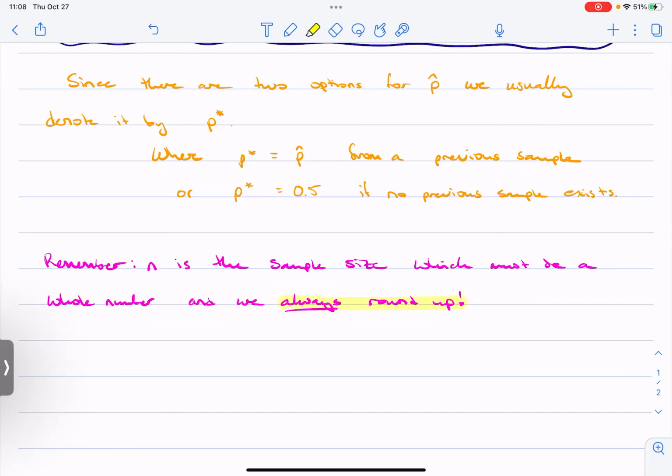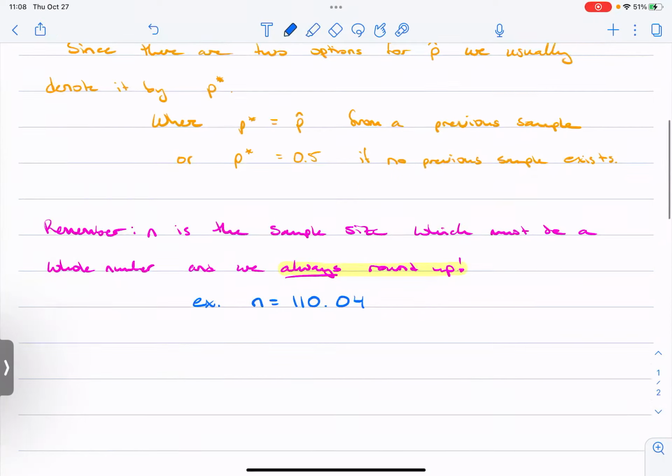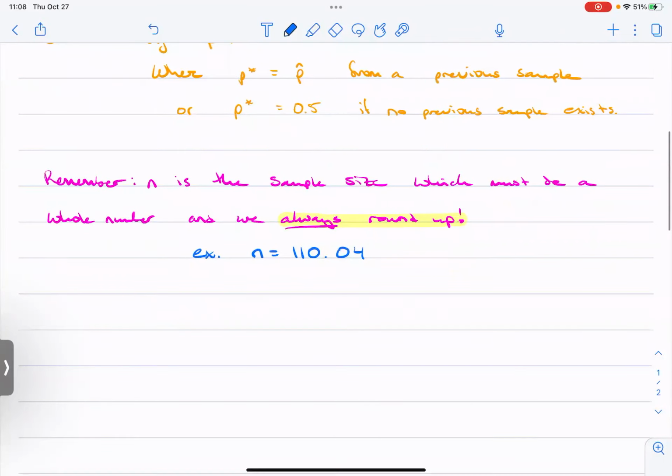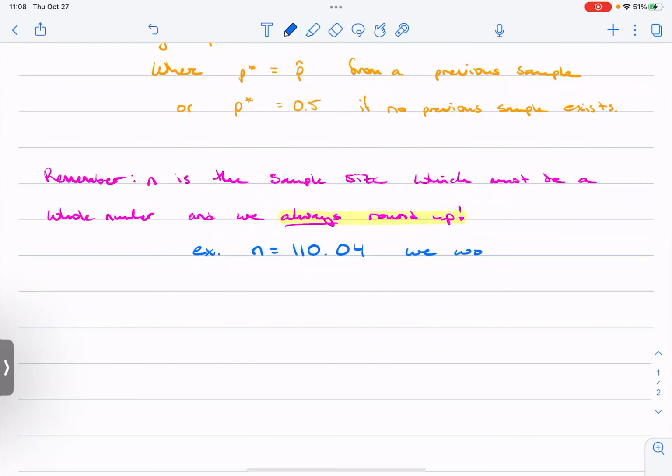Okay. So just as an example, if you find that n is 110.04, even if it's something super small like that, we would need 111 in order to satisfy the criteria that we set out. We would need n equals 111. So that's really important.